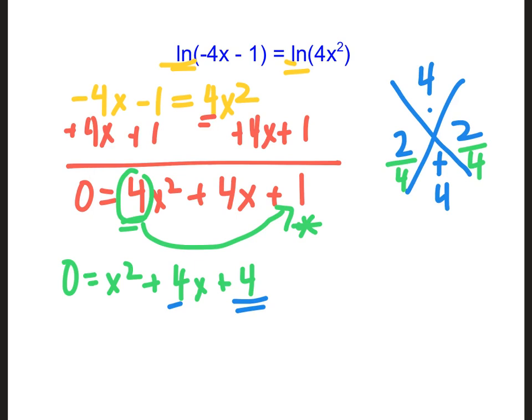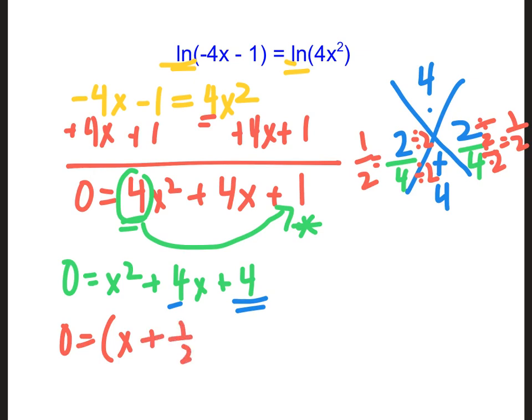Now notice these give me 2 over 4. If you can simplify that number, you need to do that. So I can divide both of these by 2, and when I do that, I get 1 over 2. Same thing for this one. We divide by 2, and we get 1 over 2. So that means my two factors are actually going to be 0 equals x plus 1 over 2 and x plus 1 over 2.